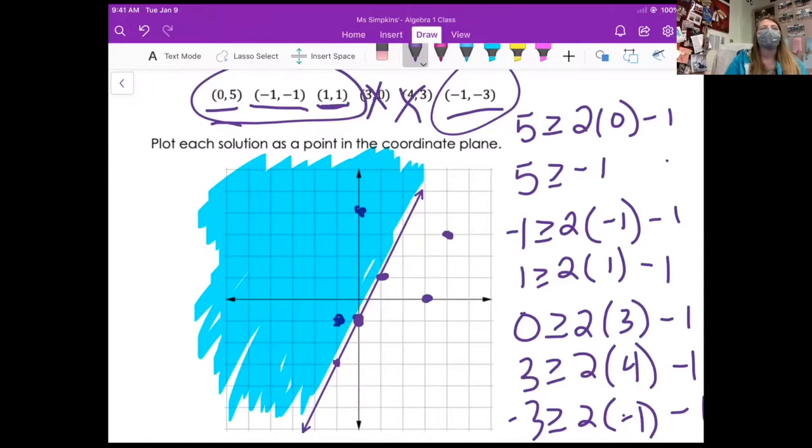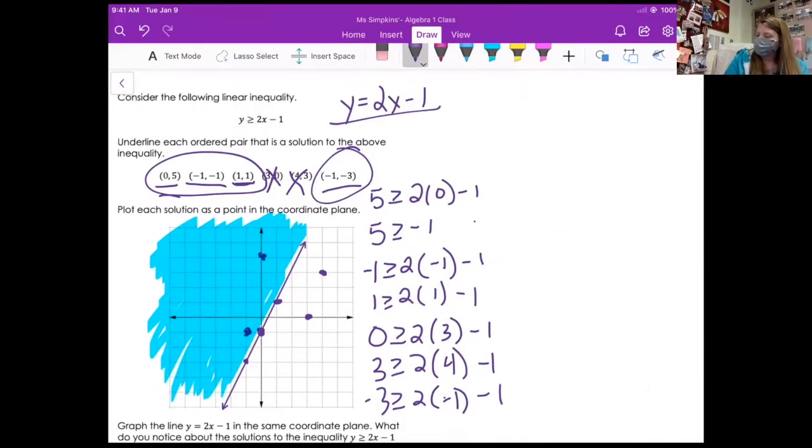Do you need me to clarify at all as far as the shading? I call it shading, so the highlighting part. So what's another point that should work? What point is in the shade, in the highlighted region? Just pick one. -2, 1. So that means if I substitute 1 for y and -2 for x, it should give me a true statement. Does it? It does. 1 is greater than or equal to -5.